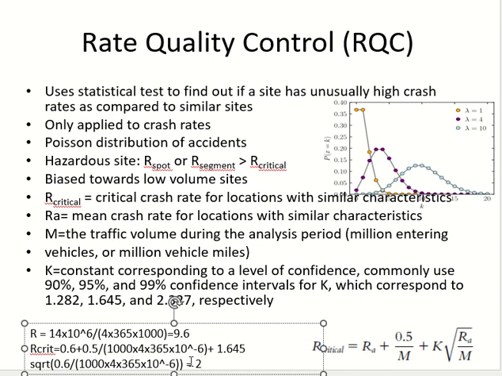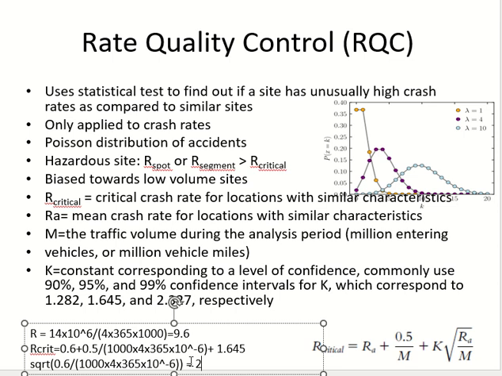And our site has 9.6, much higher than the critical rate. So why are we not comparing with the average directly? The average was 0.6, right? So why did we compare 9.6 with the critical rate and not 0.6? If your site is 9.6, it is very high, no problem. But what if your site had 1?